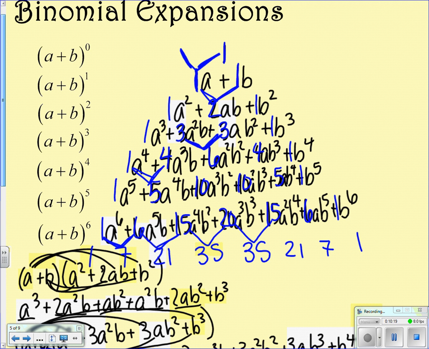For the exponents, in your term, whatever this number is here, your exponents are always going to add up to that. So I'm going to use a red. This is a squared. We've got a 1 and a 1. Those add up to 2, and that adds up to 2.